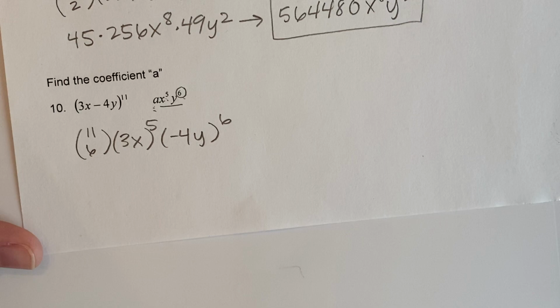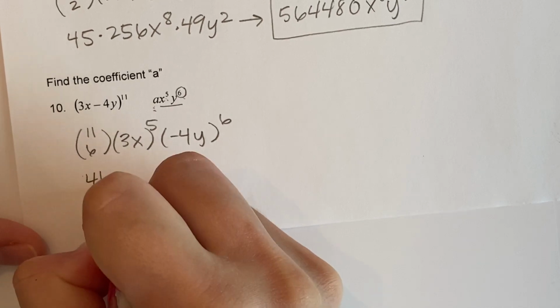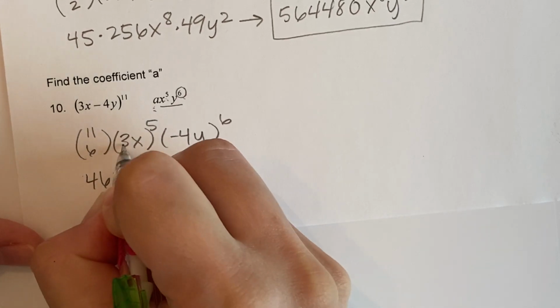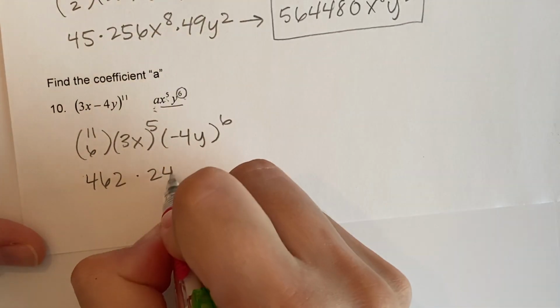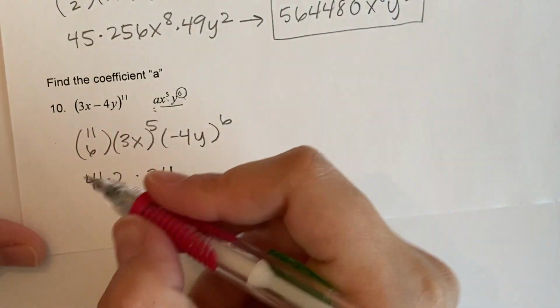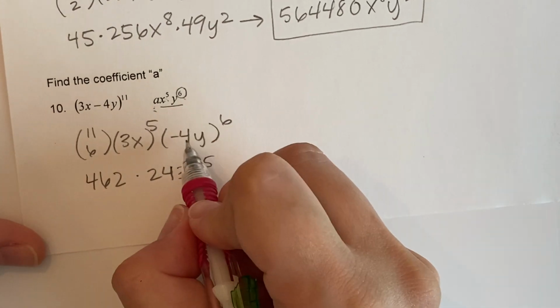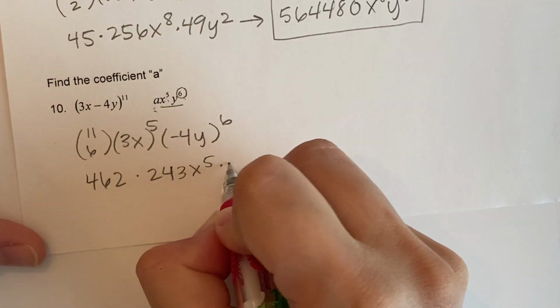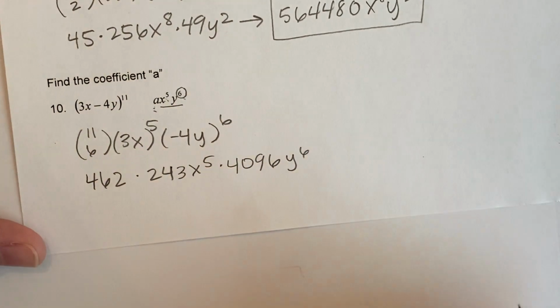Okay, so now to get that coefficient, I'm going to type this in my calculator. 11 choose 6 is 462. 3 to the 5th power is 243 x to the 5th. Negative 4 to the 6th power is 4096 y to the 6th.